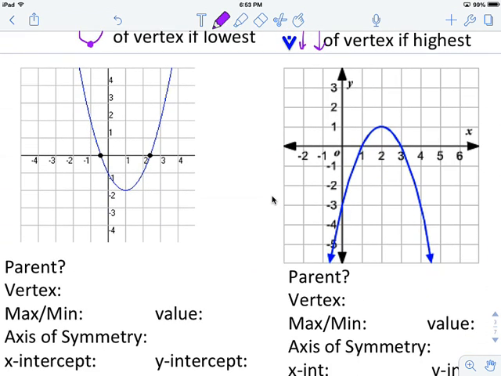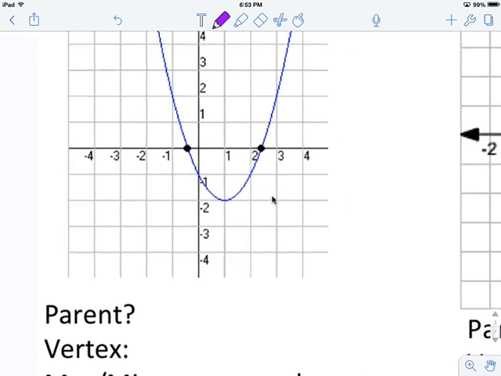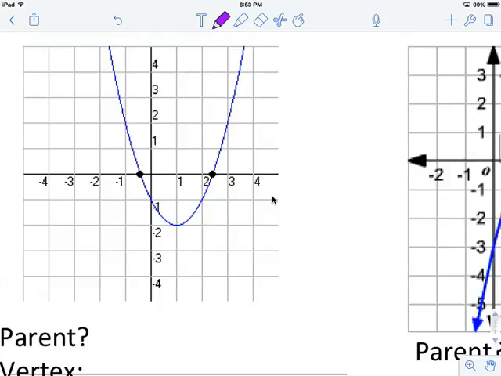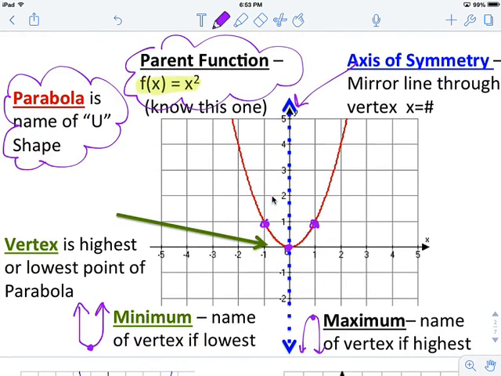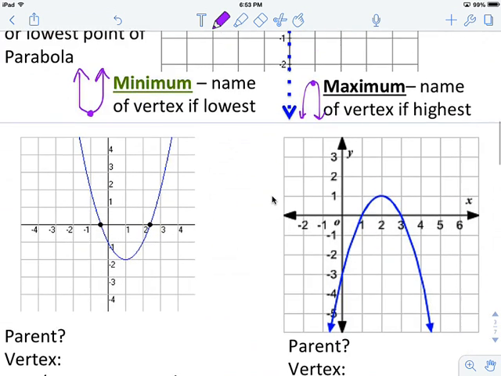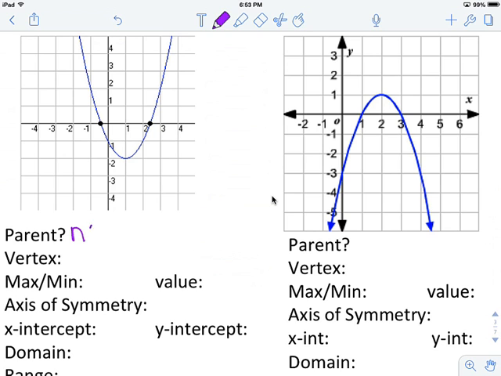Now, here are two examples on how you would label different parabolas. The first one is asking, is this the parent function? Well, this is not the same as the graph before. This was the parent function, and the parent function always is centered around 0, 0. So this is not the parent function.